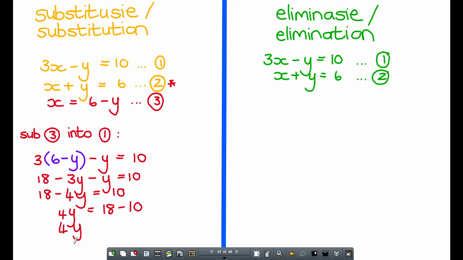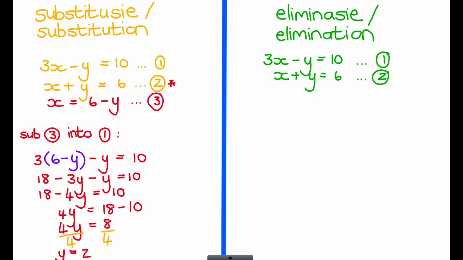So then I'm going to have 4y is equal to 8. Right, we divide by 4 on both sides. So then y will be equal to 2. Okay, please do not stop there. We now just have y. We still need to get x.